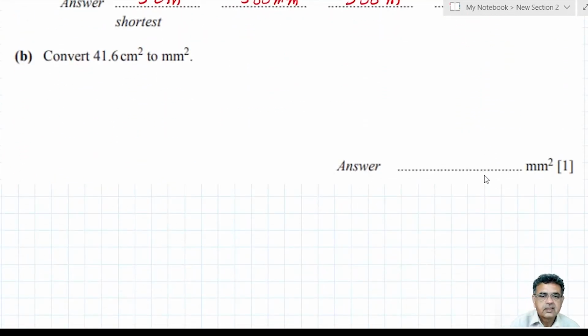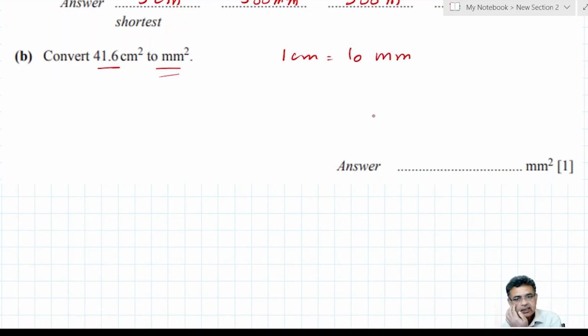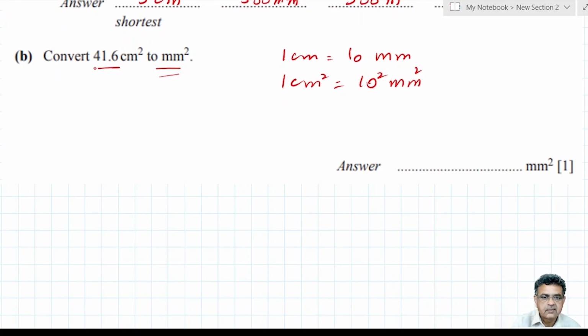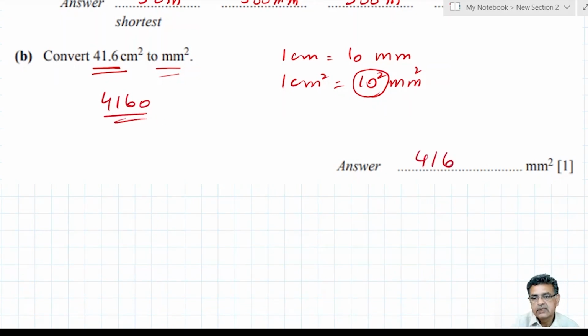Okay, now convert this value to square millimeters. 1 centimeter equal to 10 millimeters. So 1 square centimeter equal to 10 square millimeters. So 10 square means 100. Then if this is the number of square centimeters, that will be multiplied by 10 square, that is 100. 4160. This will be the value, 4160.